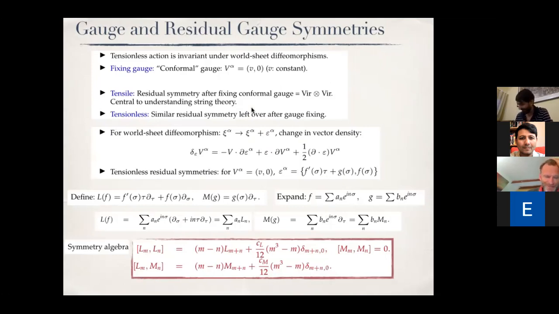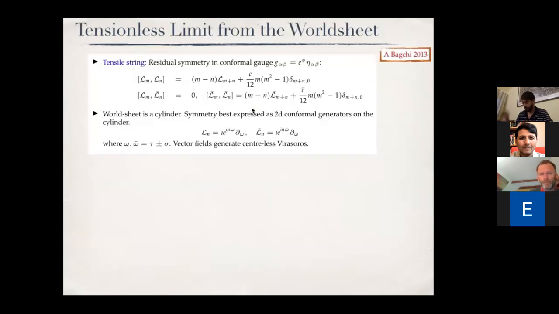Excellent, good. So this is going to be the central object of what we are going to be doing. The ideas and methods related to this algebra are what we use to understand this tensionless sector of string theory. Okay, so you start off with: what is the tensionless limit from the worldsheet?